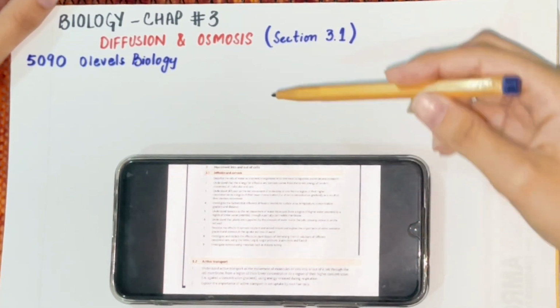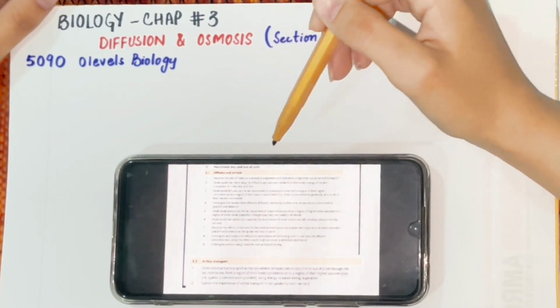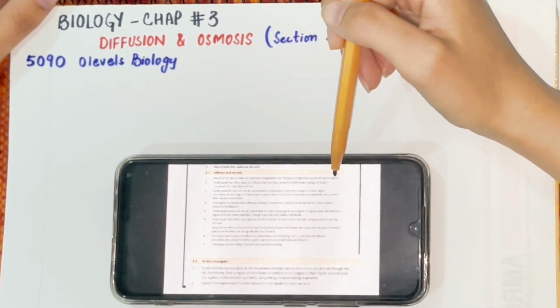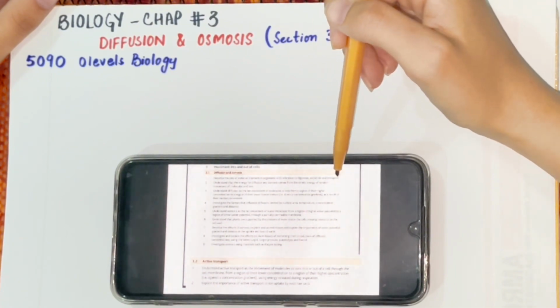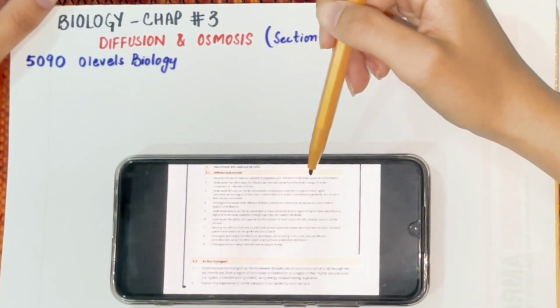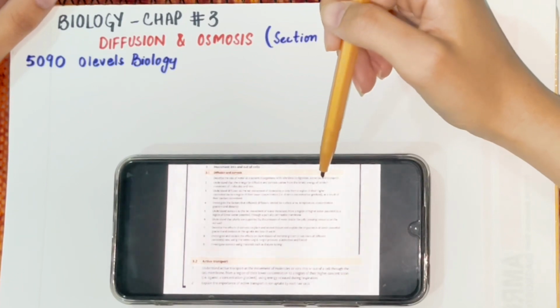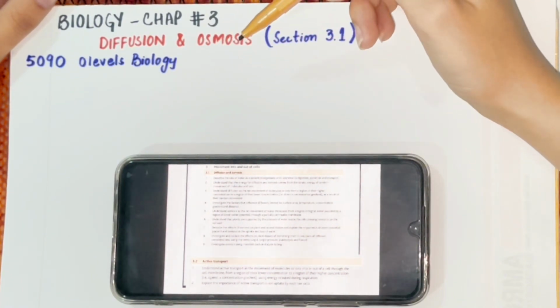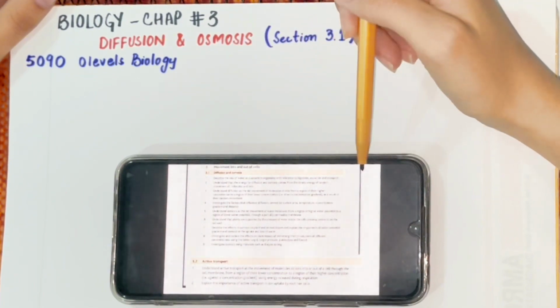The number one pointer says: describe the role of water as a solvent in organisms with reference to digestion, excretion, and transport. So three phenomena are being asked to be discussed: digestion, excretion, and transport. Majorly, the word transport is linked with the terms diffusion and osmosis. So we will be discussing each of them in detail.